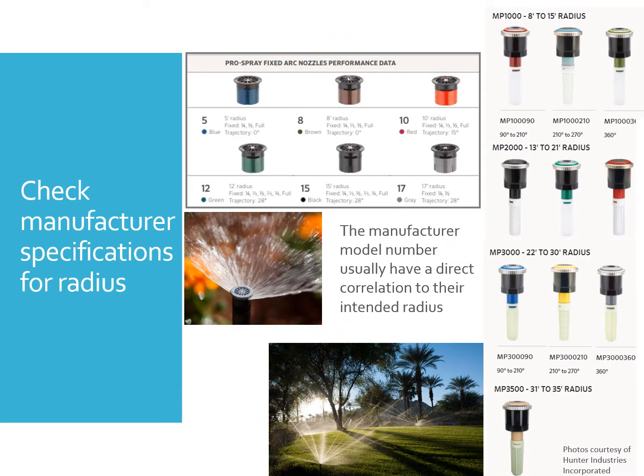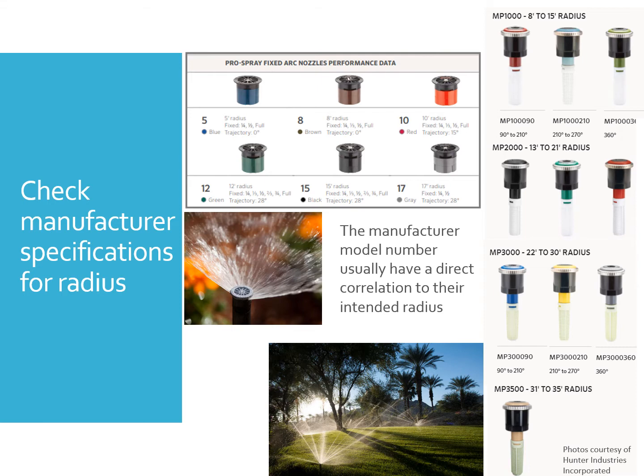So again, if you take a look at these Hunter Pro Spray fixed arc nozzles, the number nozzle that it is, number 5 nozzle, is a 5-foot radius. The 8 is an 8-foot radius. The 10 is a 10-foot radius, and so on. The other thing that you may notice is that the manufacturer model number usually has a direct correlation with the intended radius. Like I just mentioned here, where the 5 is 5 foot, the 8 is 8 foot.